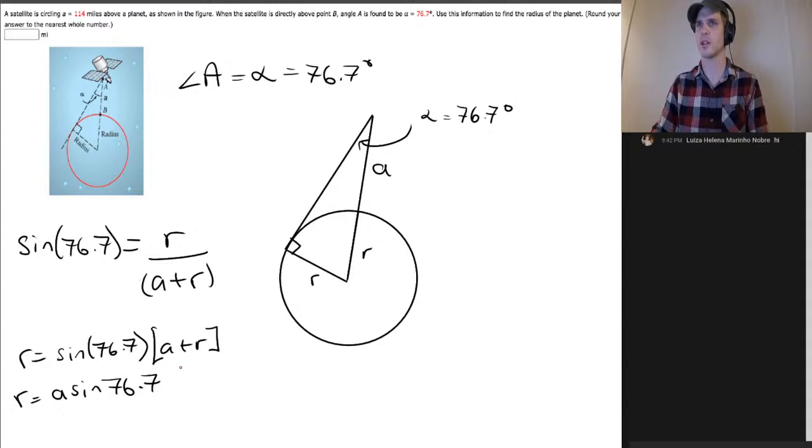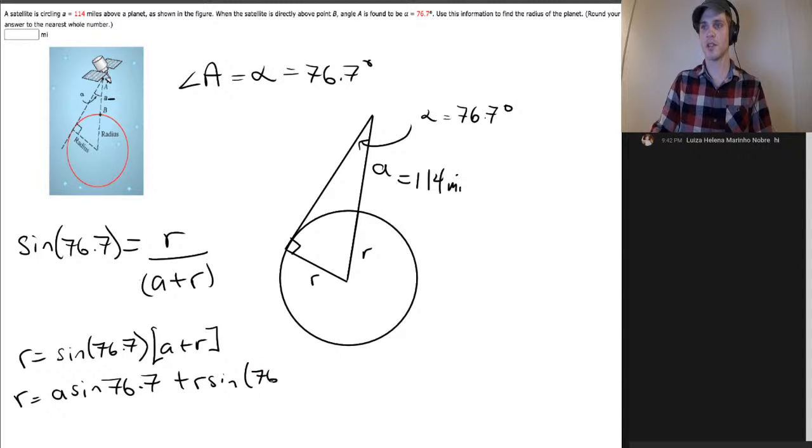we're looking for the radius. Oh, so we know a. That's another thing. A is equal to 114 miles. So we're looking for r. And then finishing this distribution, I got the first part, and then I need to add r sine of 76.7. So sine of 76.7 is just a number. I'm going to subtract r sine of 76.7 from both sides, and then factor out the r, and I get r times 1 minus sine of 76.7.